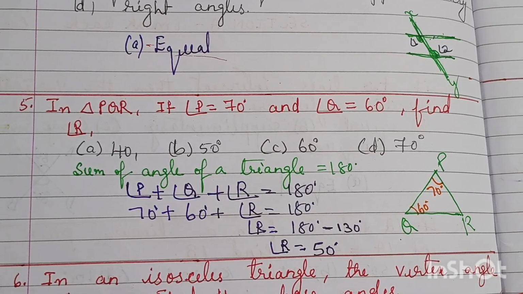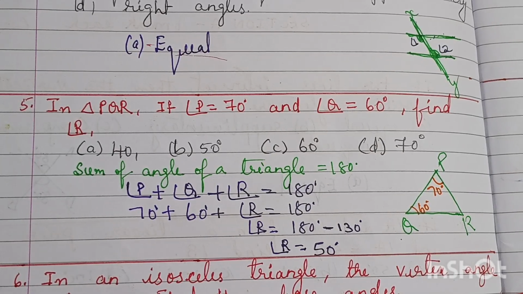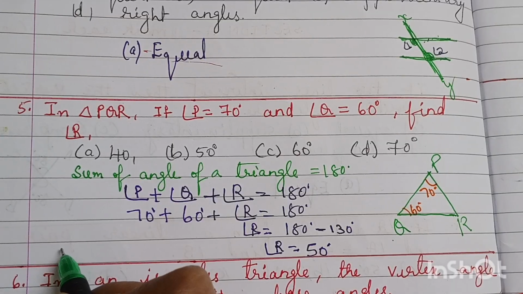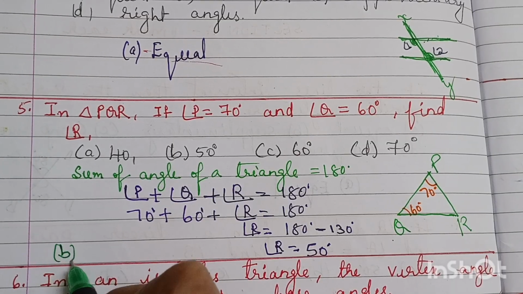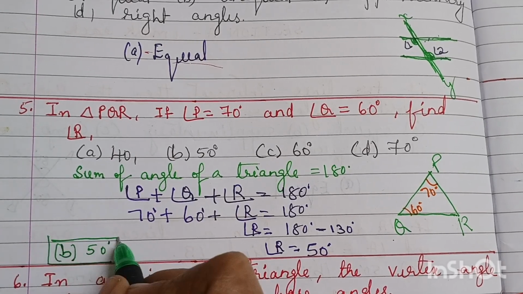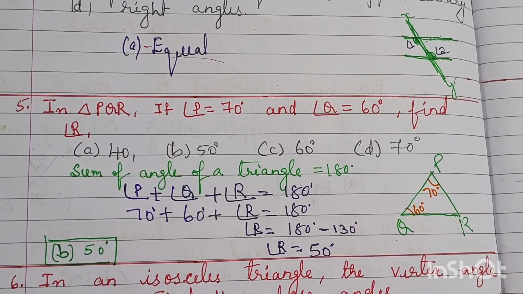R is 50 degree. So 50 degree is option B. So we'll write in 10th standard exam type only. Answer B, 50 degree.